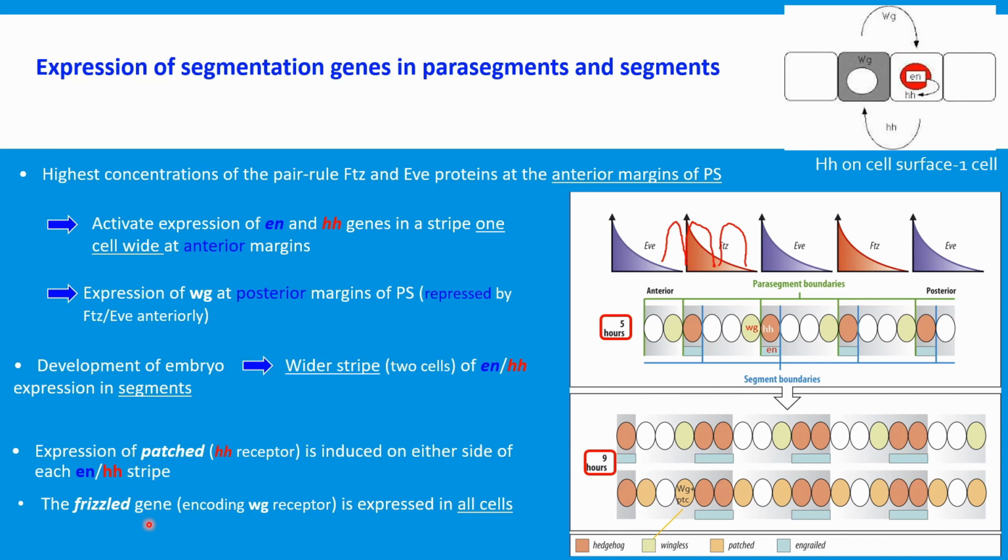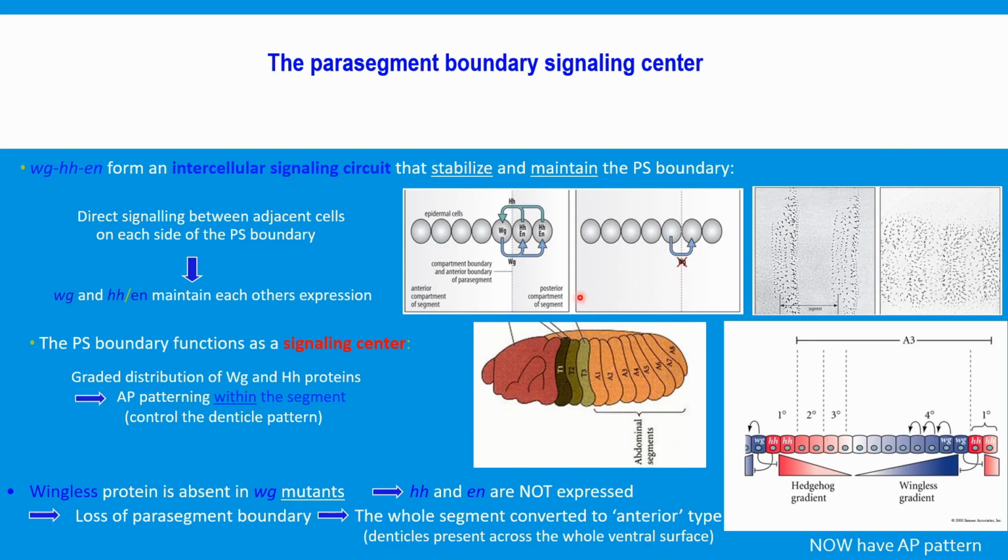Meanwhile, the frizzled receptor is expressed in all of these cells, but wingless is just produced here. So this slide just summarizes a little bit what I said, that the parasegment boundary is a signaling center. Here's the parasegment boundary with engrailed expression in the anterior most cells of the parasegment and wingless in the posterior most cell of the parasegment, and that these form a sort of self-perpetuating activation loop signaling between them.